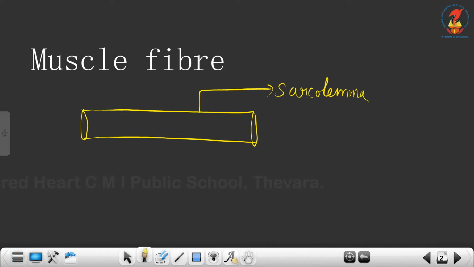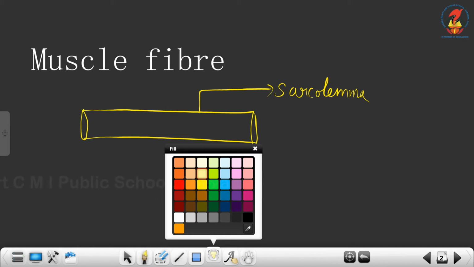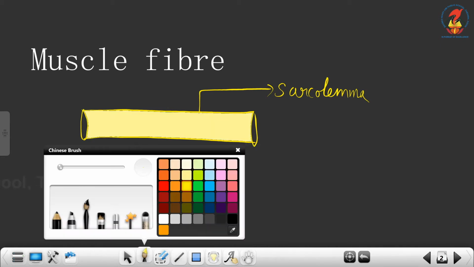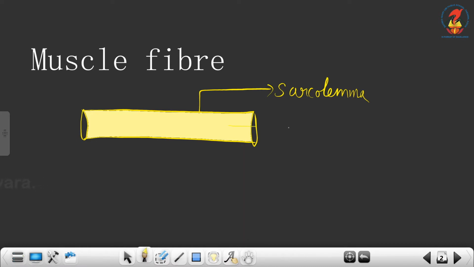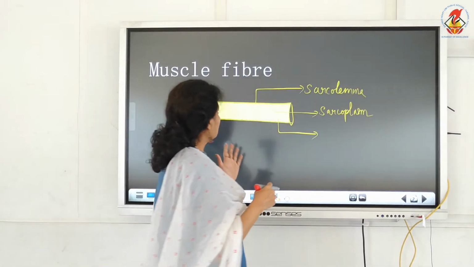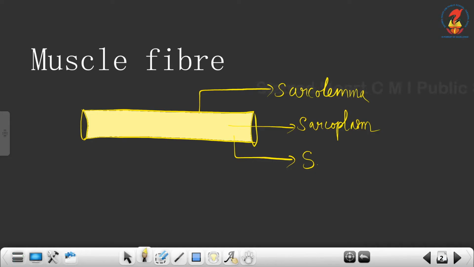Then just like any other cell, there is the cytoplasm, and this cytoplasm present in the muscle cell is called the sarcoplasm. Also, there is another very important structure, the endoplasmic reticulum, found in the muscle fiber, and that is called the sarcoplasmic reticulum, and it serves as a storehouse of calcium ions.